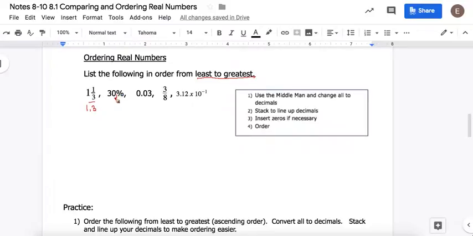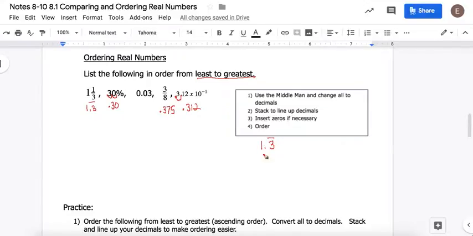30%, we're going to move it 2 to the left, so this would be 0.30. 0.03, or 3 hundredths, is already a decimal. 3/8 is 375 thousandths. And this last one, 312 hundredths times 10 to the negative first, we're going to move it 1 to the left. So 0.312, or 312 thousandths. Now, we're going to come over here and line them up so we can compare them.